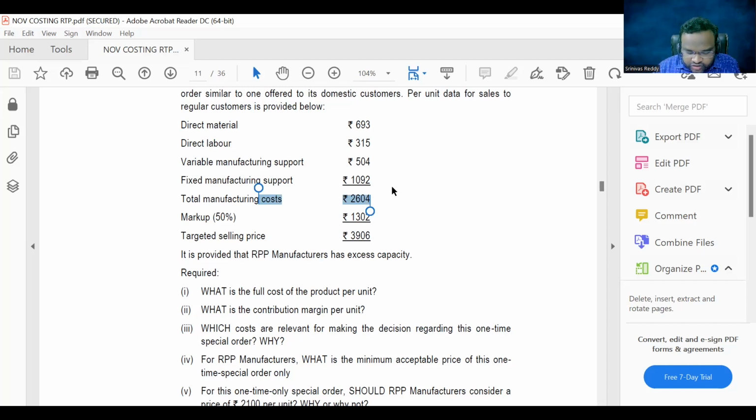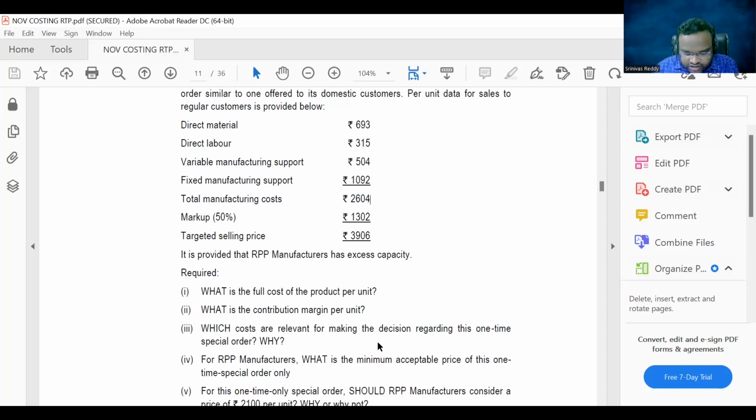Which costs are relevant for making the decision regarding the one-time special order? Relevant costs are those for decision making. Direct material is relevant, direct labor relevant, variable manufacturing support relevant. So these three are relevant for our decision making. What is incremental cost? All incremental costs are relevant for our decision making. So 693 plus 315 plus 504, 1512 is relevant for decision making.